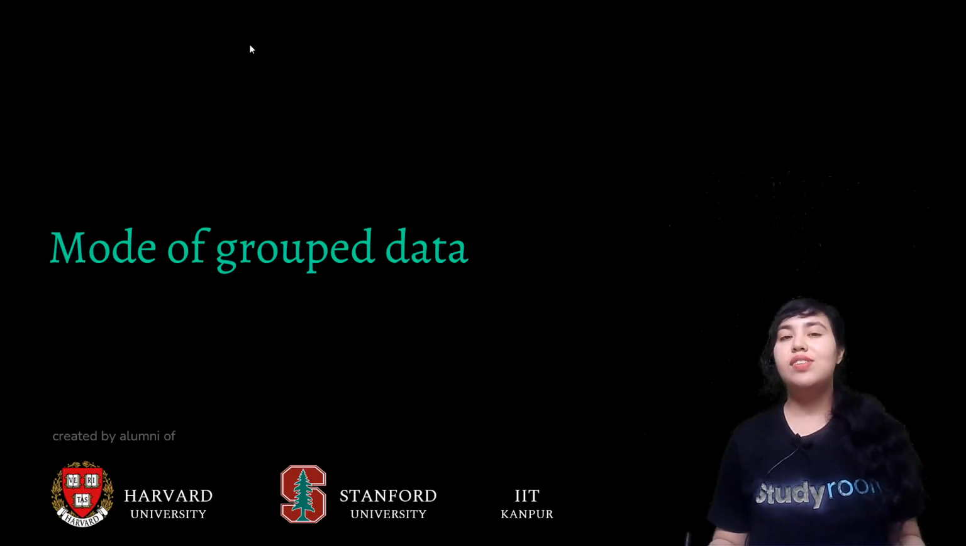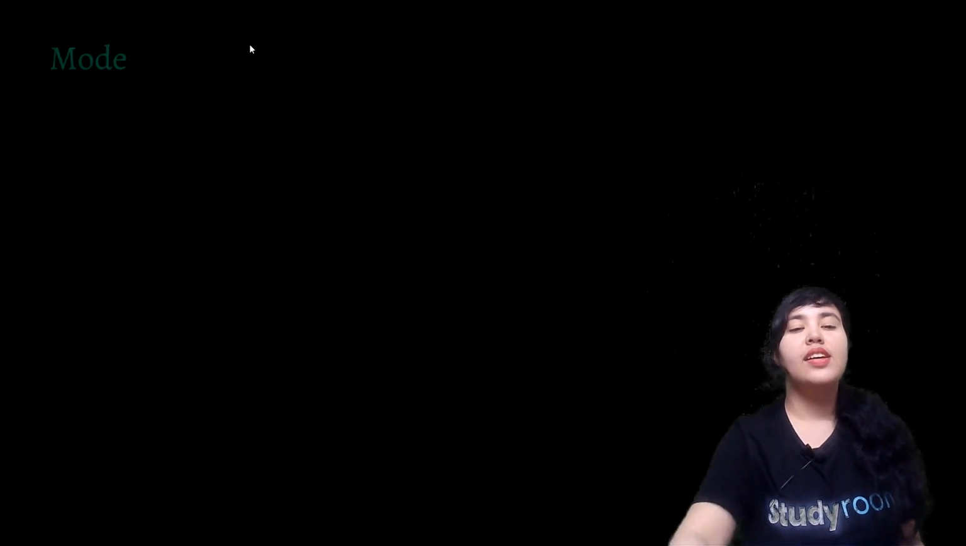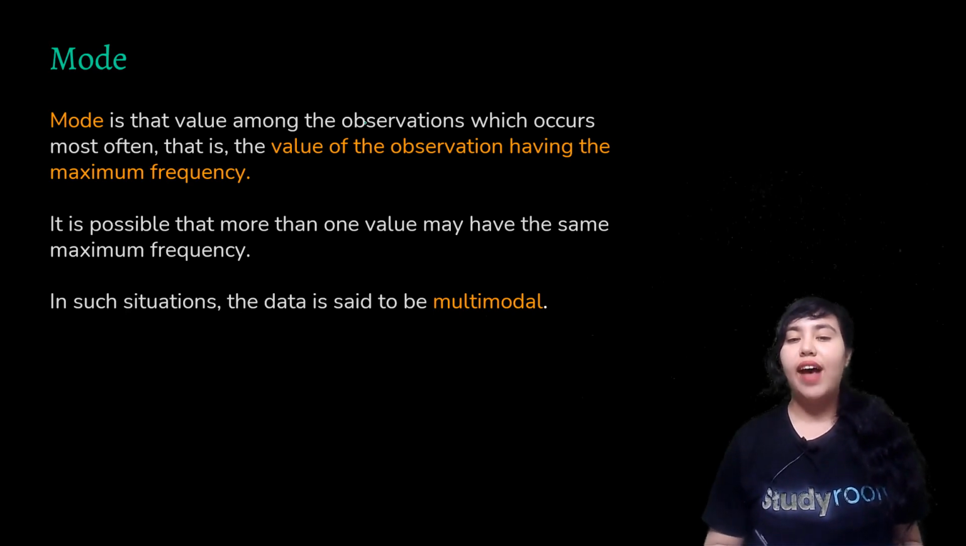So with this, we are done with mean, and we now move on to the mode of grouped data. But to understand mode, we will look into its definition first. Mode is that value among the observations which occurs most often. So it is the value of observation which has the maximum frequency.